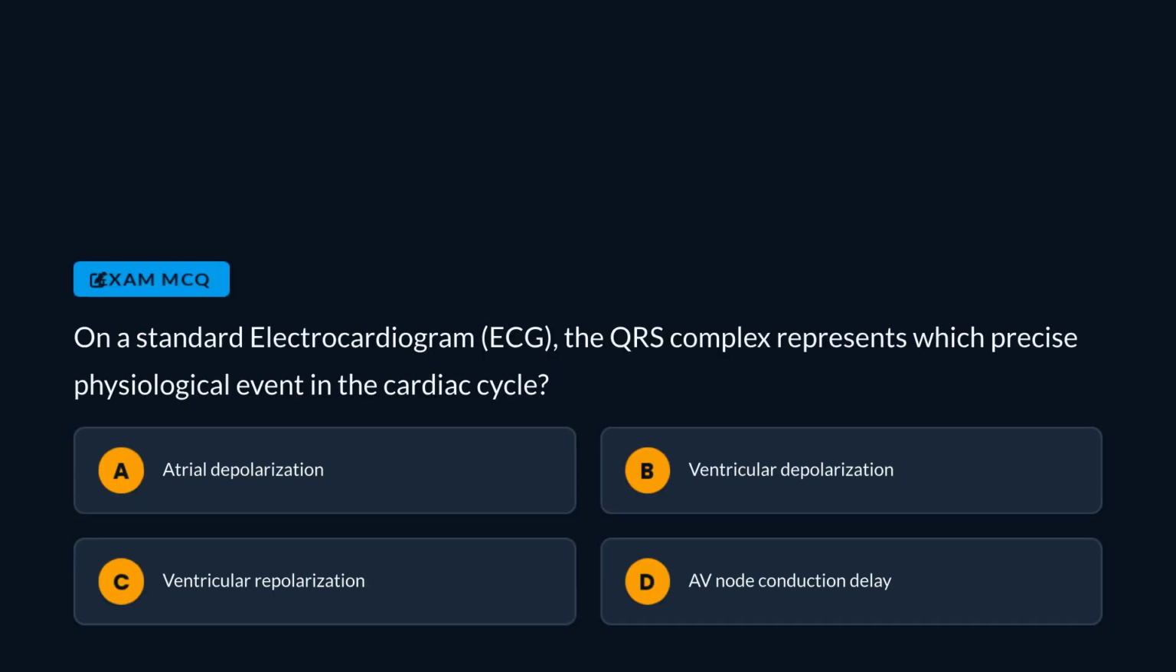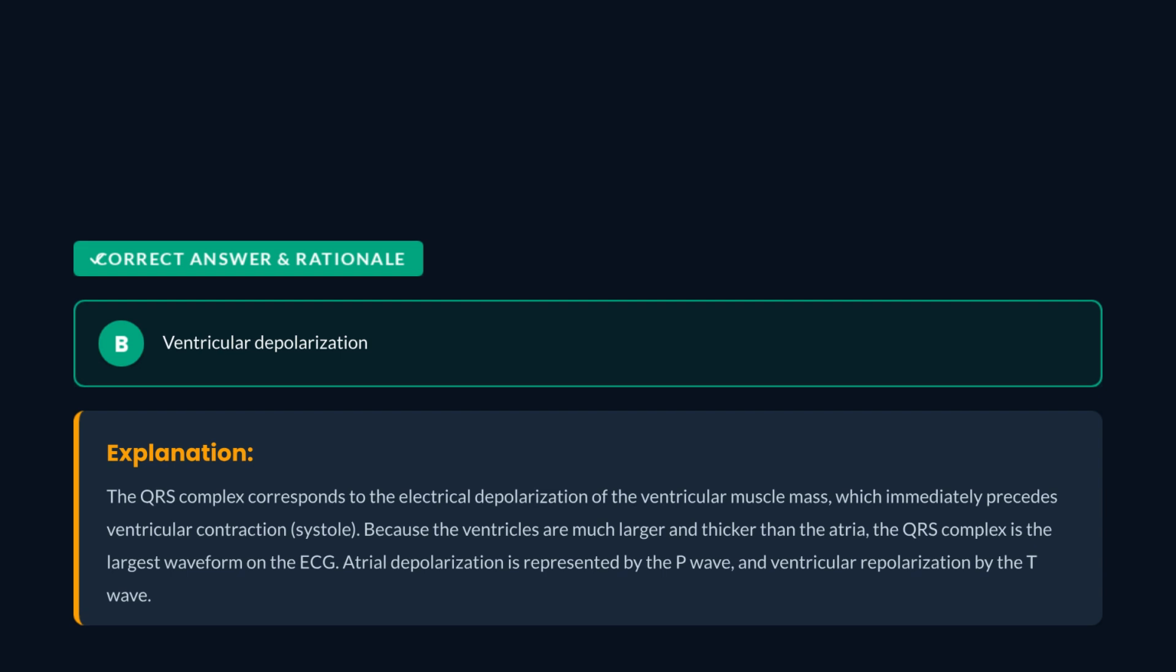On a standard electrocardiogram, ECG, the QRS complex represents which precise physiological event in the cardiac cycle? The QRS complex represents ventricular depolarization. This electrical event immediately precedes ventricular contraction. Atrial depolarization is the P wave, and ventricular repolarization is the T wave.